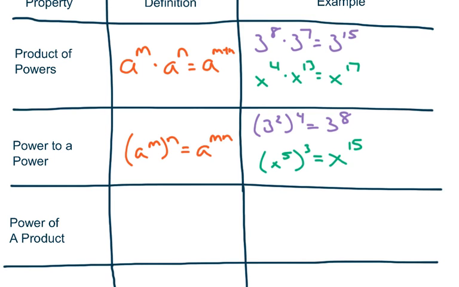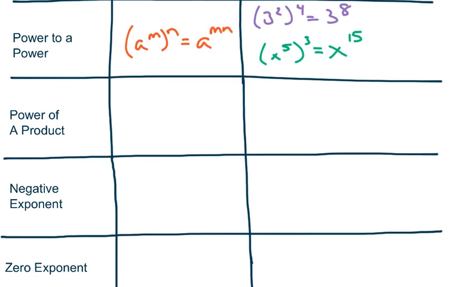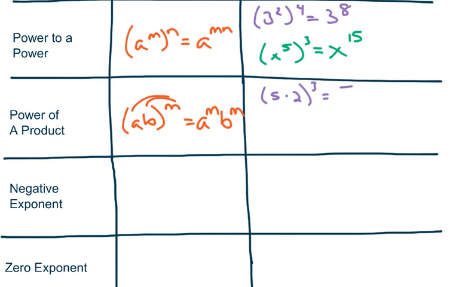Power of a product, if we're multiplying two things together. So let's say we have ab, and we're going to raise that to a power. This is where an exponent becomes distributed. We can distribute that outer exponent of m to both parts. So it becomes a to the m times b to the m. So if we had numbers here, something like 5 times 2 to the 3rd power, we could make this 5 to the 3rd times 2 to the 3rd.